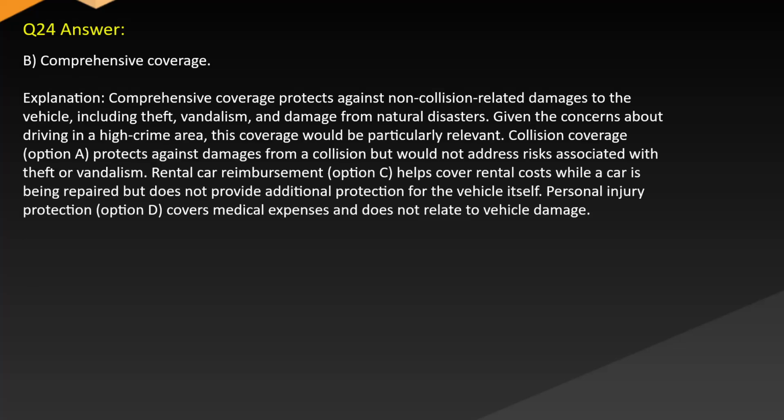Answer. B. Comprehensive coverage. Explanation. Comprehensive coverage protects against non-collision related damages to the vehicle, including theft, vandalism, and damage from natural disasters. Given the concerns about driving in a high-crime area, this coverage would be particularly relevant. Collision coverage, option A, protects against damages from a collision but would not address risks associated with theft or vandalism. Rental car reimbursement, option C, helps cover rental costs while a car is being repaired but does not provide additional protection for the vehicle itself. Personal injury protection, option D, covers medical expenses and does not relate to vehicle damage.